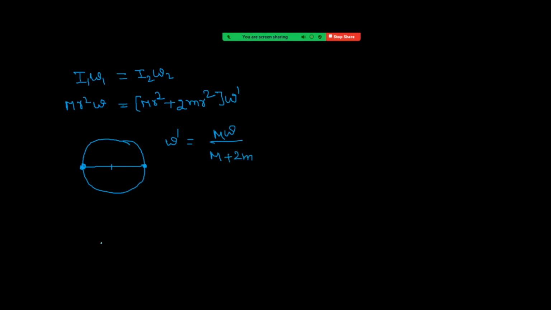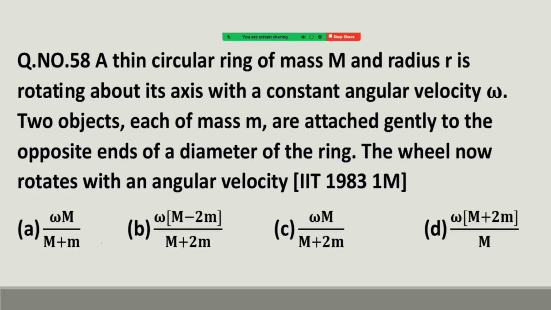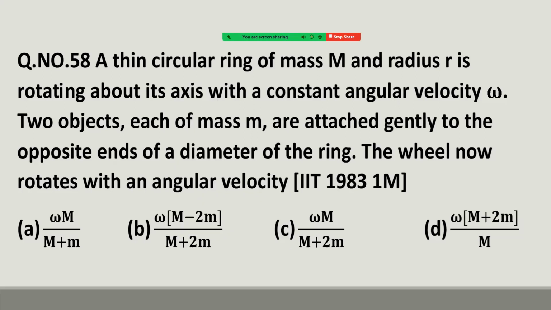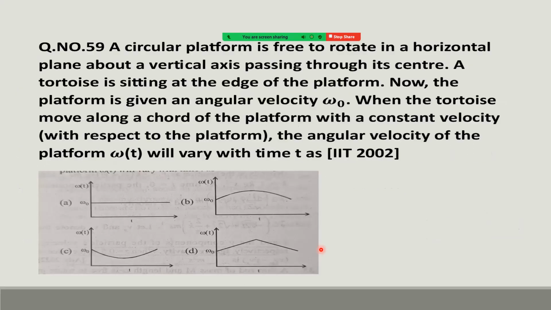So it is also a very simple question. So M omega by M plus 2m. That means the option is C, right? See the next one.